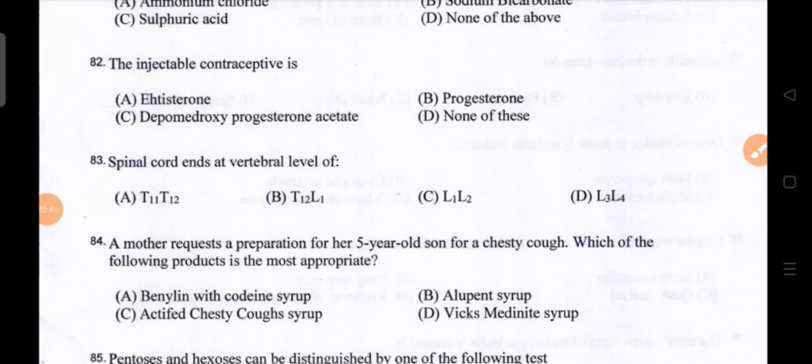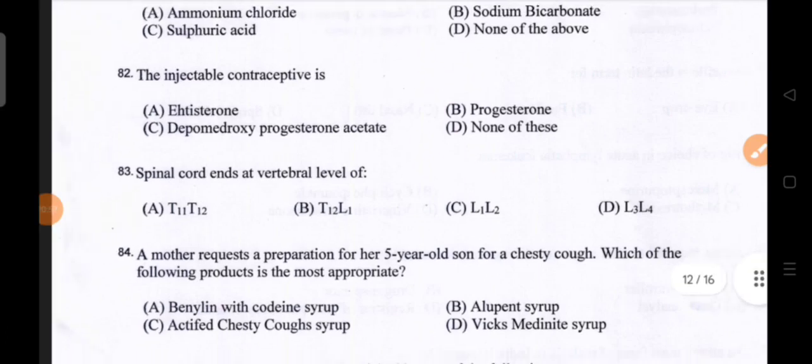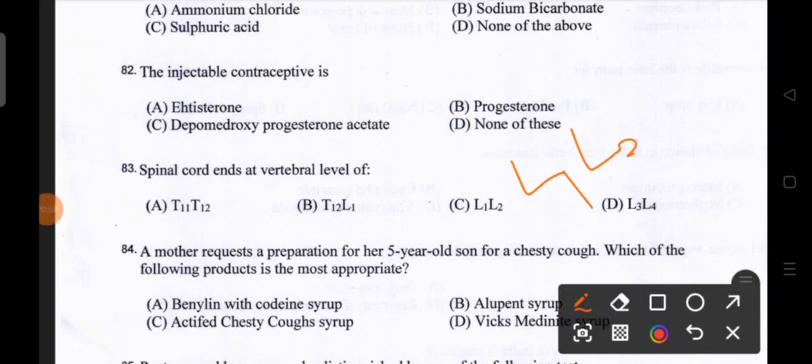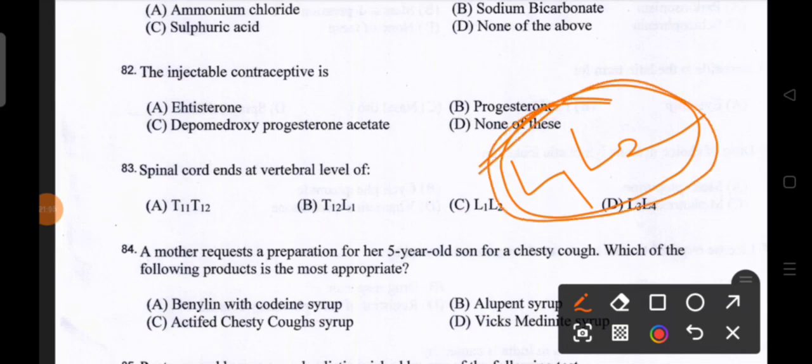There are 7 cervical vertebrae, 12 thoracic vertebrae and 5 lumbar vertebrae. So the spinal cord generally runs from the cervical region up to L1 and L2. These are the lumbar vertebrae. There are 5 lumbar vertebrae. So the spinal cord runs up to the lumbar vertebrae L1 and L2. So option C will be the correct answer.